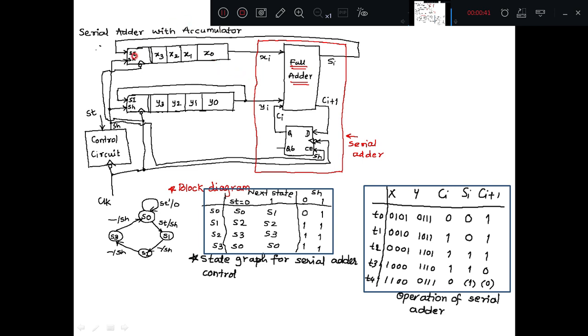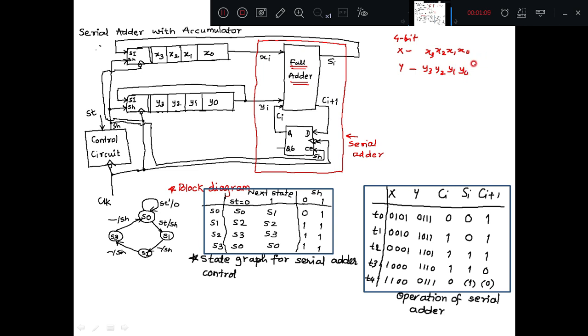You can observe here there are two operands, x and y, 4-bit operands. X is represented as x0, x1, x2, x3, 4-bit. Y is represented as y3, y2, y1, y0.